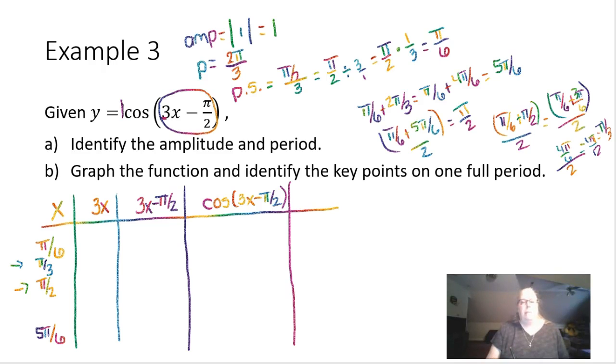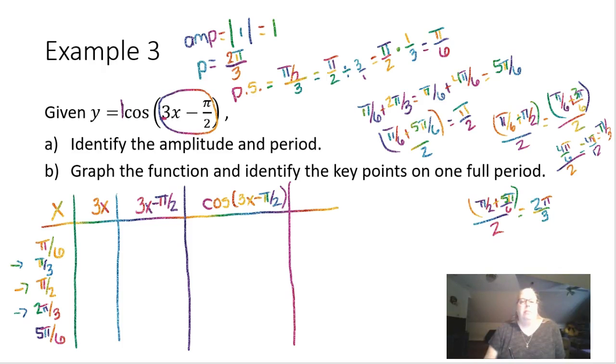And finally, I'm going to have to figure out what this one is right here. And I'm going to do the same thing. I'm going to take pi over 2, and I'm going to add it to 5 pi over 6. And I'm going to divide that by 2. I'm going to put this into my calculator. And when I do, it's going to give me 2 pi over 3. Okay, so here are the angles that I'm going to be graphing.